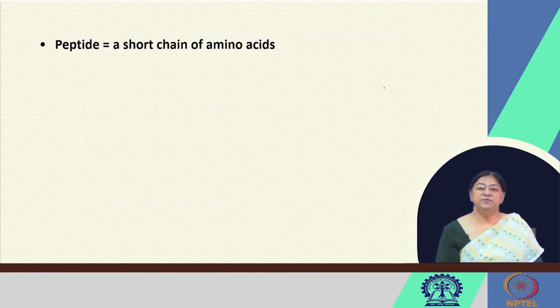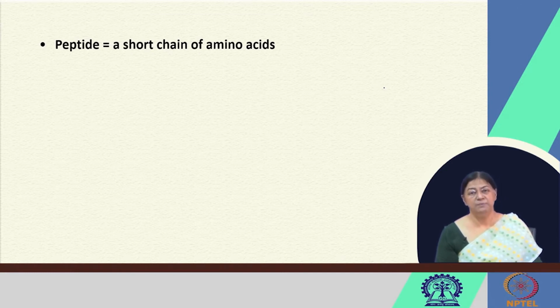The peptide therefore is a short chain of amino acids. What we saw was a dipeptide. We can have similarly a tripeptide. What will happen in the case of a tripeptide?